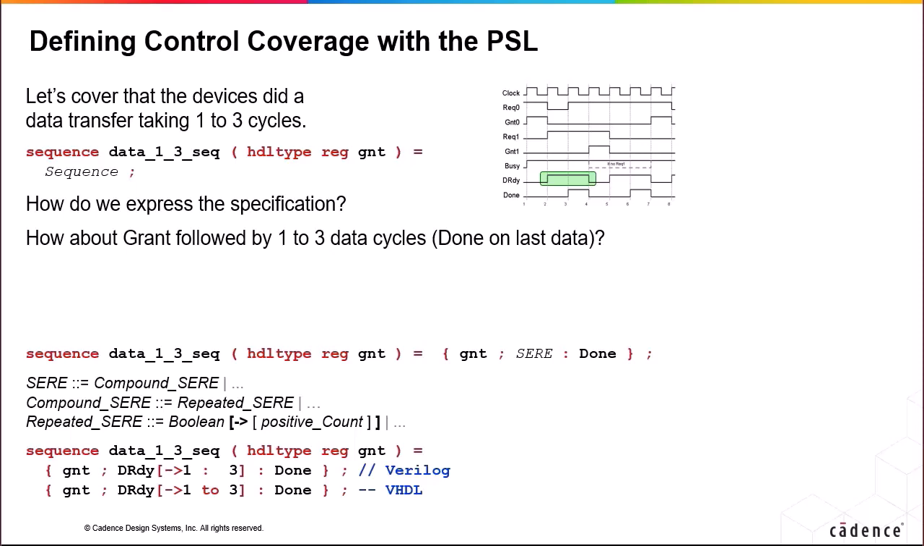Here, the go-to repetition range creates 3 potential matches for design behavior. The first match is up to the cycle in which data ready is true for the first time. The second match is up to the cycle in which data ready is true for the second time. The third match is up to the cycle in which data ready is true for the third time. The sequential extended regular expression fusion means that done occurs coincidentally with the final data ready, whether that final data ready is the first, second, or third one.